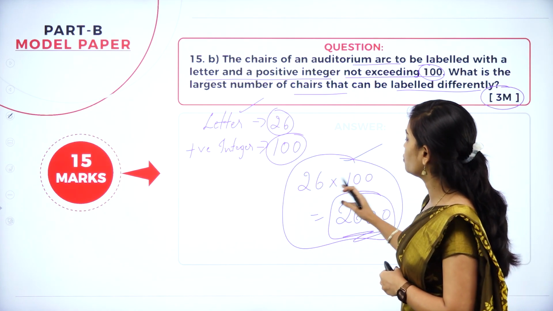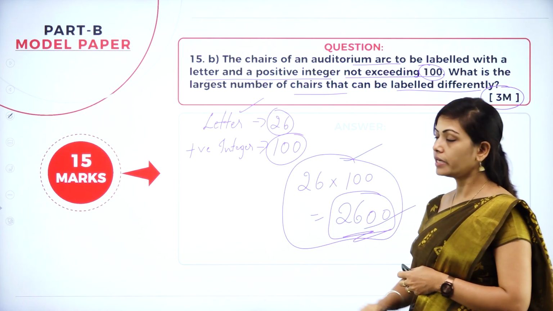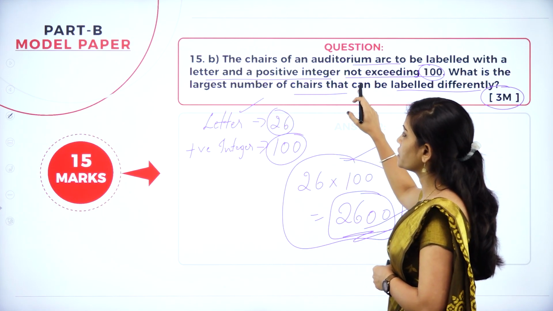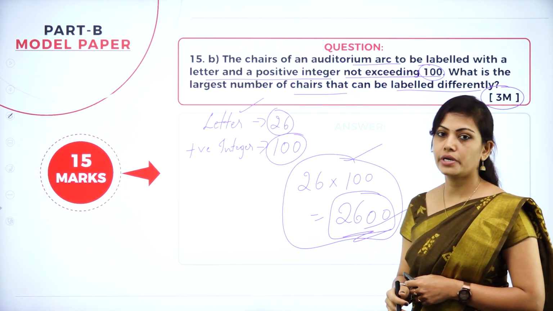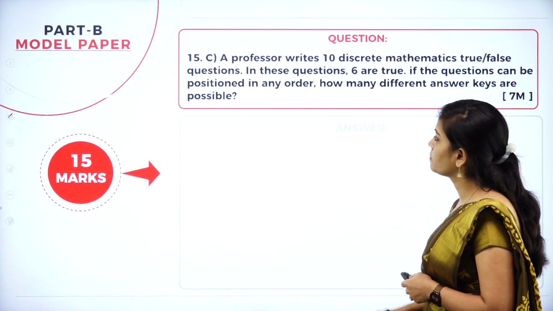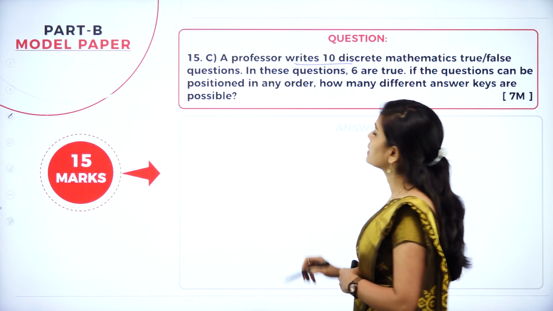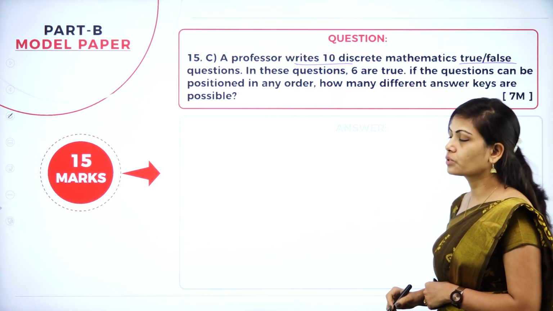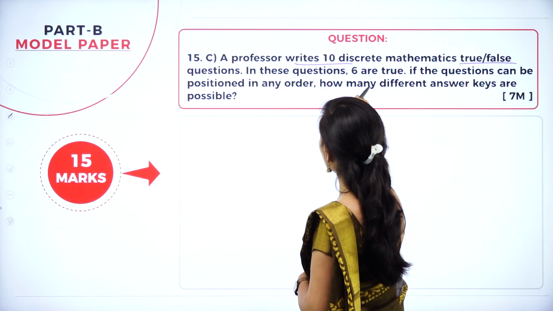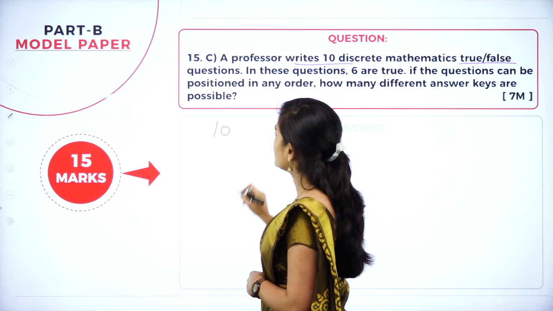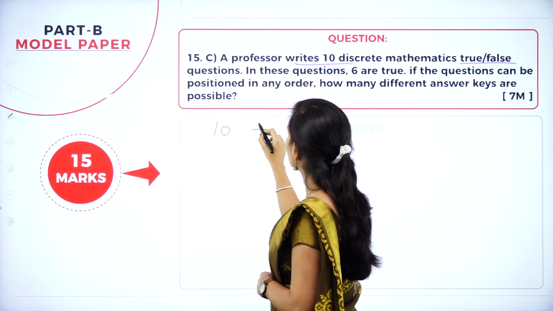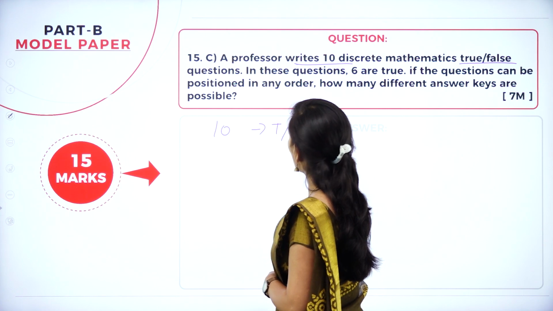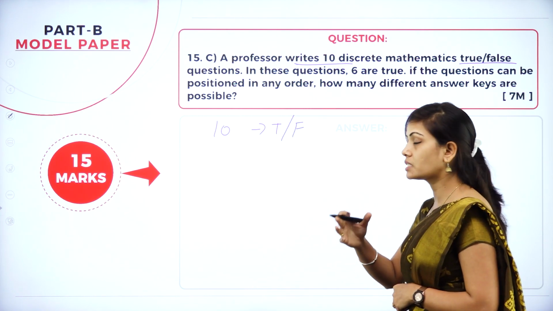So 26 into 100, 2600 is the largest number of chairs that can be labeled differently. And the next one is: a professor writes 10 discrete mathematics true or false questions. So how many questions are there?